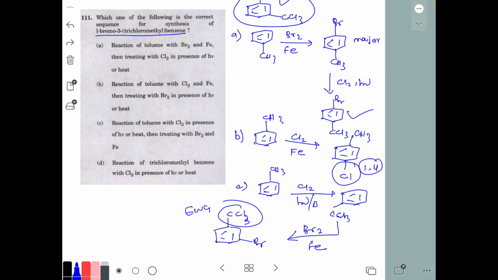Electron withdrawing groups are meta directing groups, electron donating groups are ortho and para directing groups. So in presence of bromine and iron, this CCl3 benzene molecule will give the corresponding meta product. So option C is the correct answer.